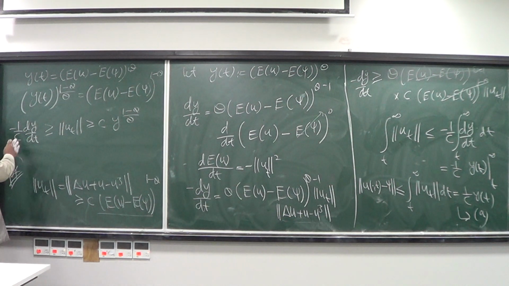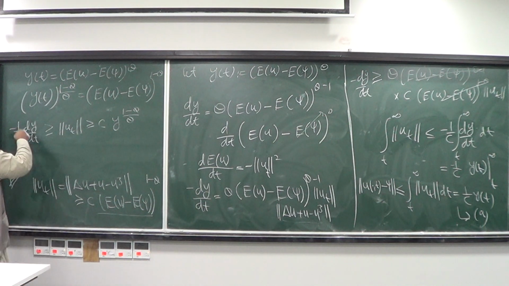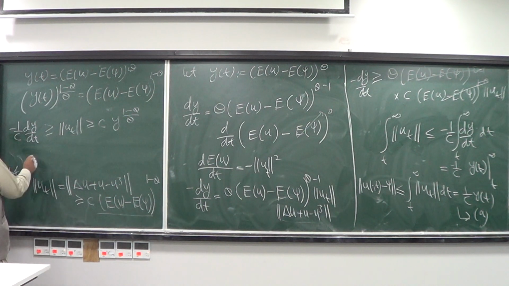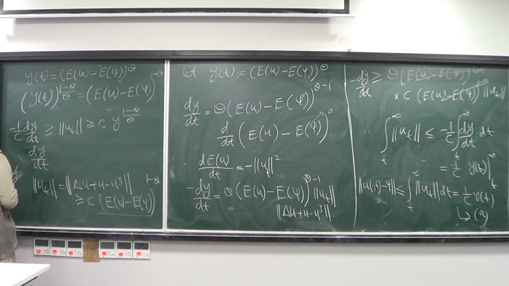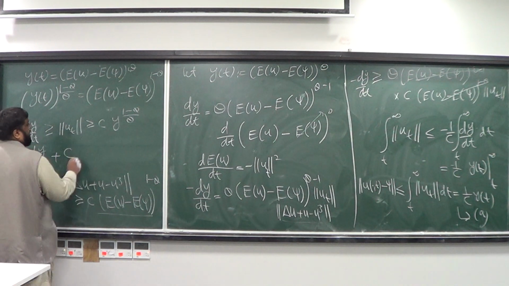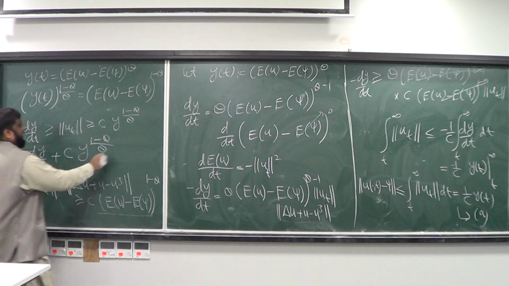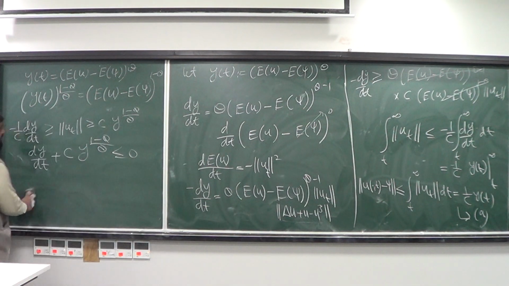So in this inequality, I can put, for example, minus 1 over c dy by dt. And if I multiply the constant c on both sides, this minus 1 over c on this side, and again call it c, and take this dy by dt onto this side of the inequality, the inequality will become dy by dt plus constant c times y to the power 1 minus theta by theta is less than or equal to 0. Okay? This is less than or equal to 0.